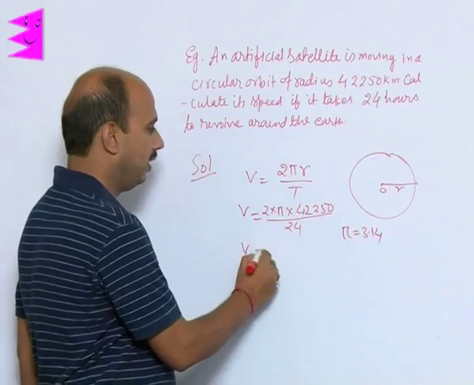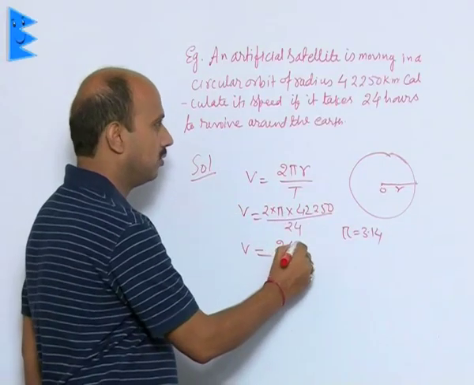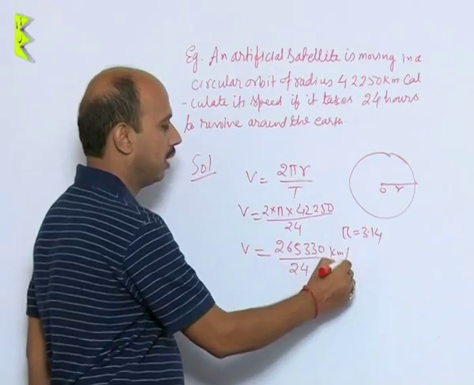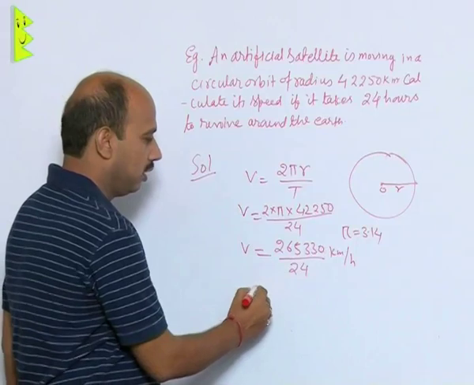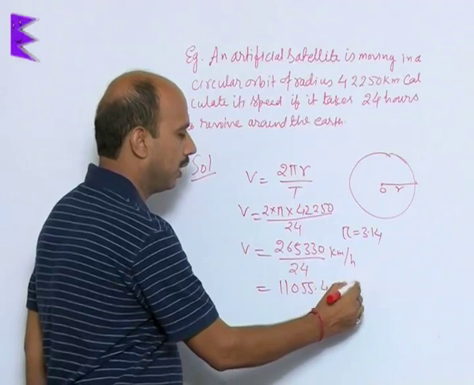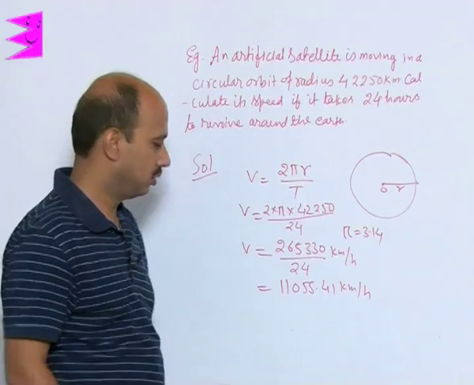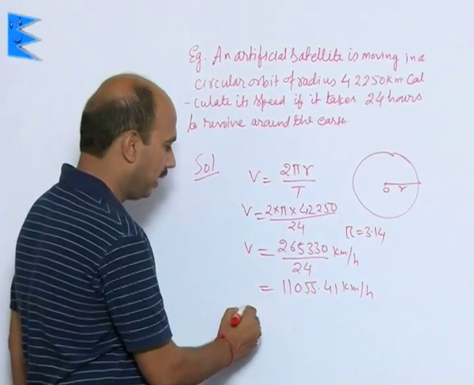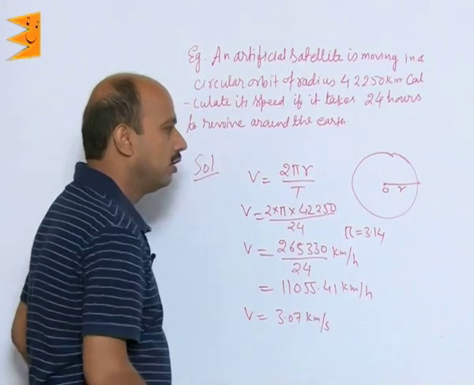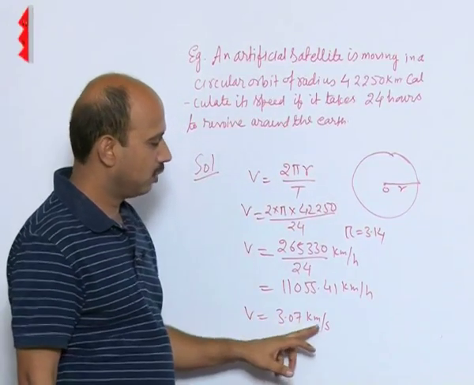So we can write v is equal to, if you multiply all these things, you will be getting 265330 divided by 24 kilometer per hour. If you solve it, you will be getting 11055.41 kilometer per hour. Now we can convert this kilometer per hour into kilometer per second. So divide by 3600. So we get v is equal to 3.07 kilometer per second. So the speed of the satellite in its orbit is 3.07 kilometer per second.